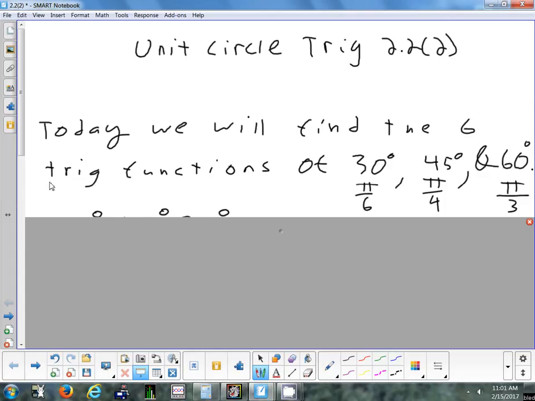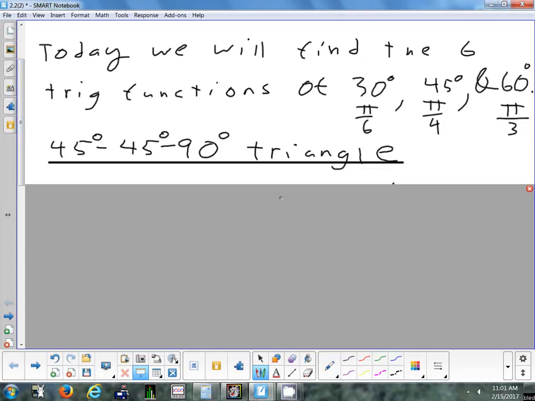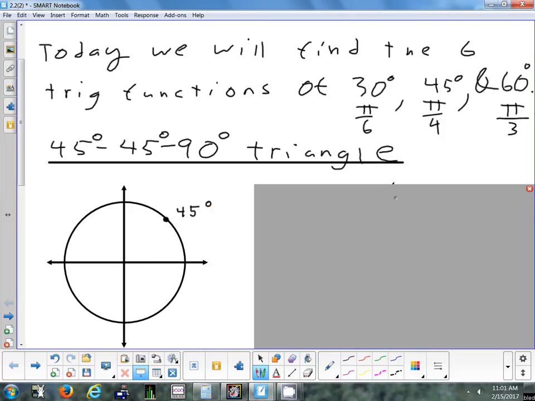All right, so I'm going to start with seeing if we can figure out the coordinates for a 45-degree angle. The first thing that I've done is I drew my unit circle. Somebody remind me, what's a unit circle again? What does that mean? Okay, the radius is 1 unit. Yeah, the radius is 1 unit.